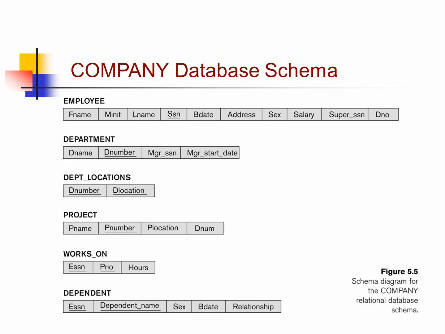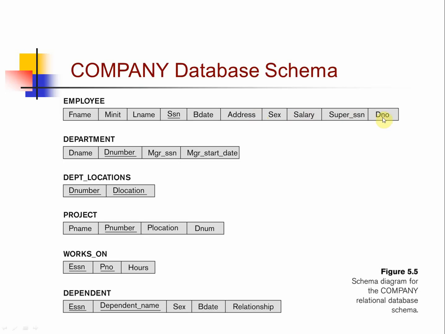So what does this company database look like? It has the 4 tables that we discussed in the ER diagram: employee, department, projects, and dependents. And if we look a little bit closer at the employee, you will see it has first name, middle name, last name, and social security number, with the underline indicating we chose social security number as our primary key. Then birthday, address, sex, salary, supervisor social security number, and department number.